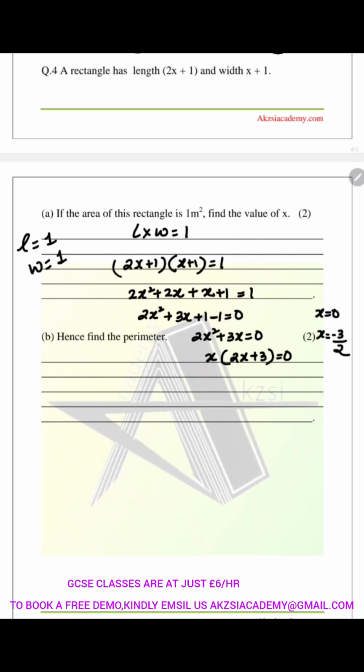So perimeter is what? It's 1, 1, 1, 1. It's actually a square. And perimeter is the sum of all the sides. It will be 4 meters. So that's it for today.